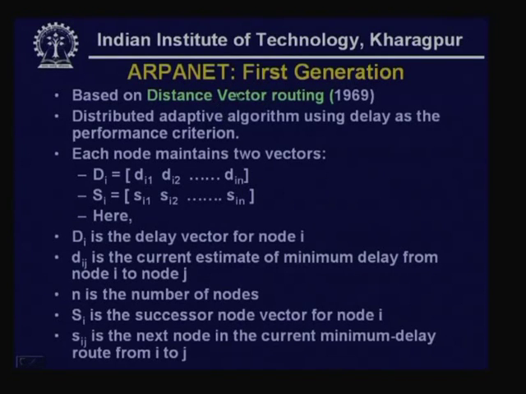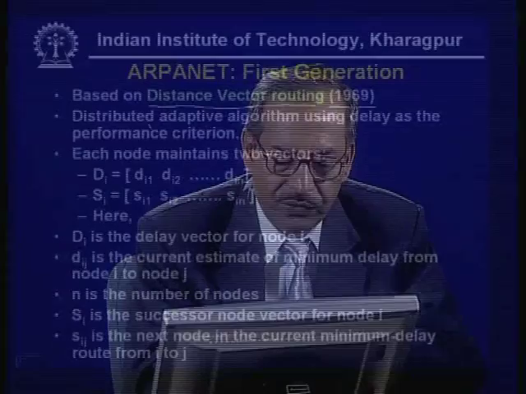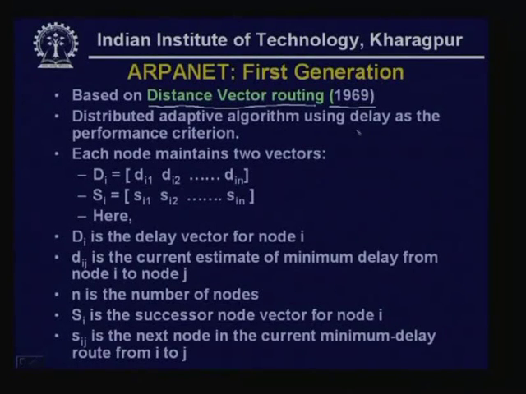Now the first generation algorithm was based on distance vector routing, which I have already discussed. It was developed sometime in 1969. So this first generation algorithm, as I mentioned, is distance vector routing. As you already know, it is a distributed adaptive routing. So there is no central controller. All the nodes take part in routing. So it is a distributed adaptive algorithm using delay as the performance criteria.